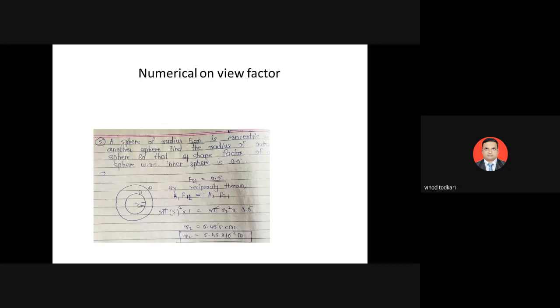You know that surface area of sphere is 4 pi r square. So A1 will be equal to 4 pi r1 square. A2 will be equal to 4 pi r2 square. You know the value of F12. F12 is 1. You know the value of F21. It is given in the numerical. It is 0.6. So simply if you substitute F12 is equal to 1, F21 is equal to 0.6, you can calculate R2. Forget about the calculations. Tell me, is the concept clear to you?